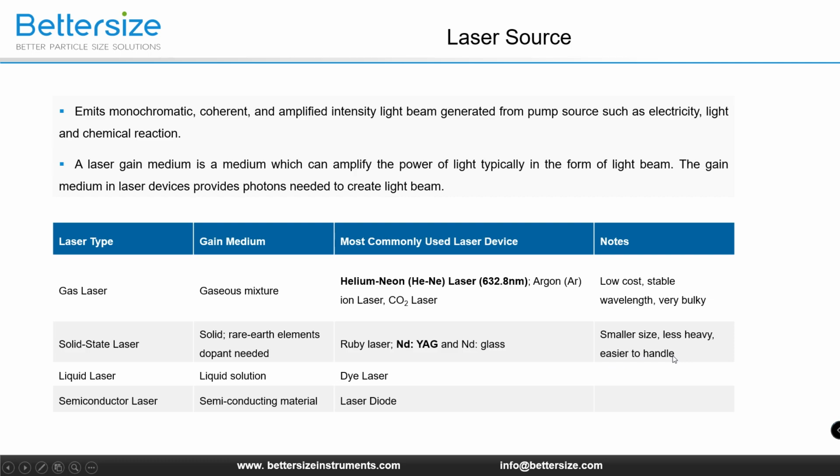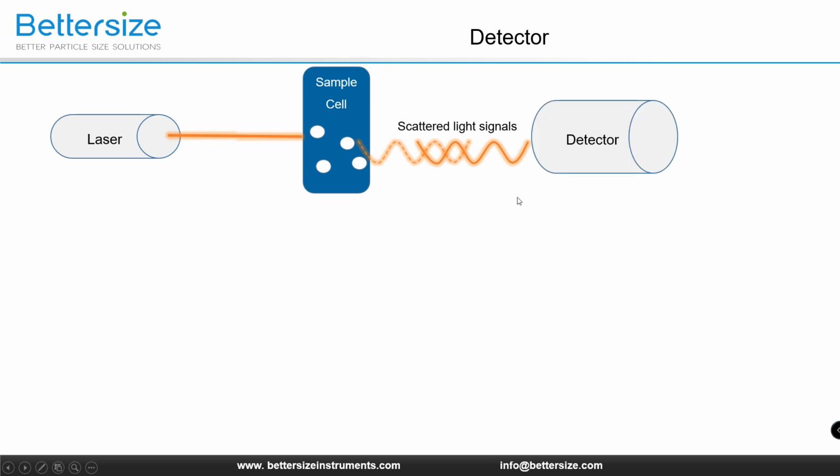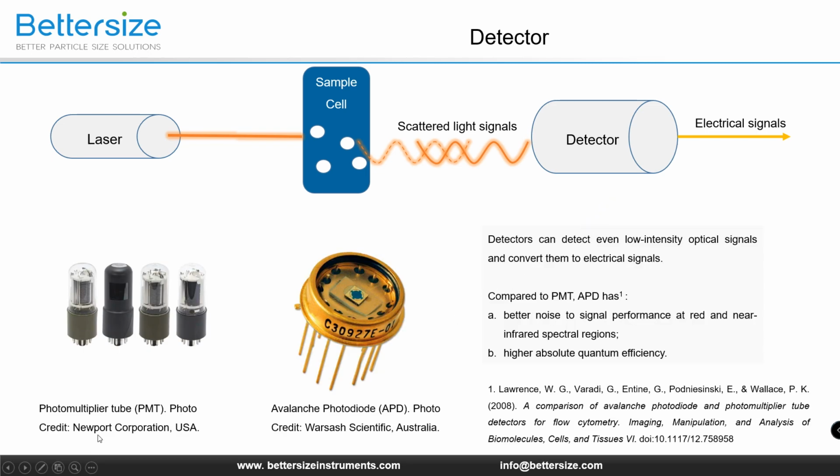After the laser beam irradiates onto the sample cell, light is scattered by the particles, and this scattered light fluctuates because of Brownian motions. A highly sensitive detector picks up these scattered light fluctuation signals at even low intensity levels and converts them to electrical signals for further analysis in the correlator. Commonly used detectors in an optical setup of DLS include photomultiplier tube and avalanche photodiode.